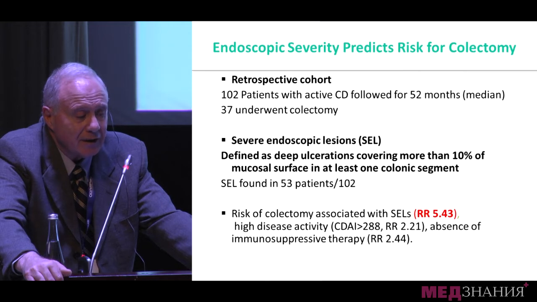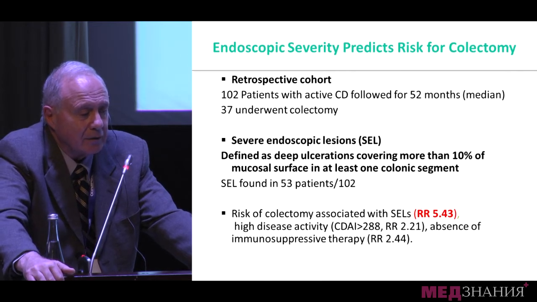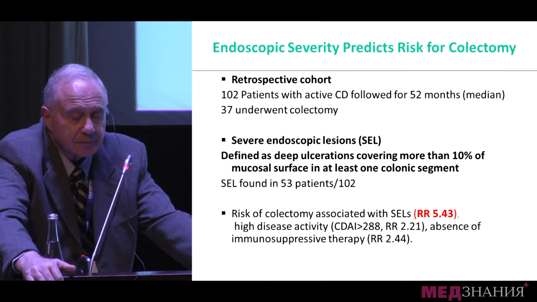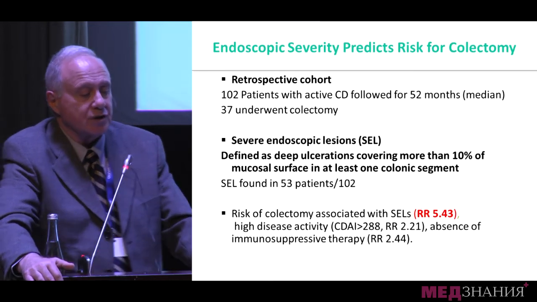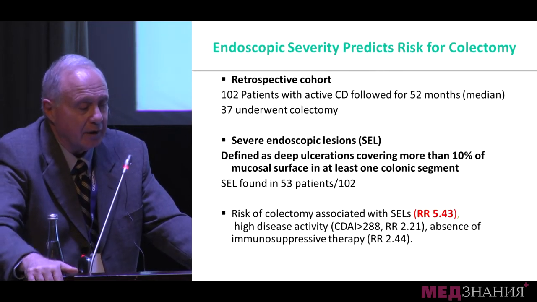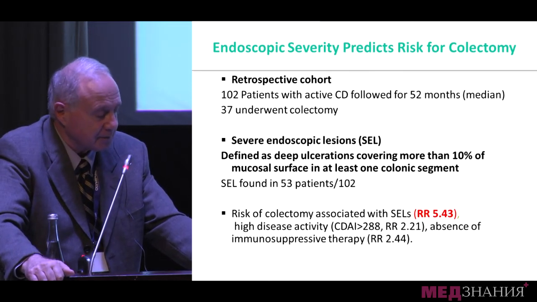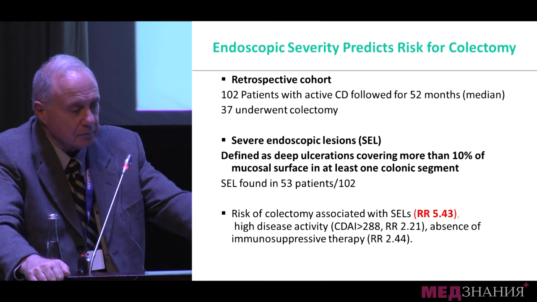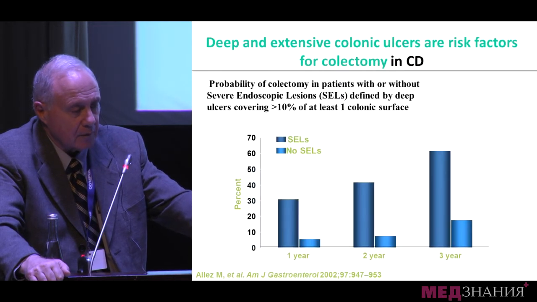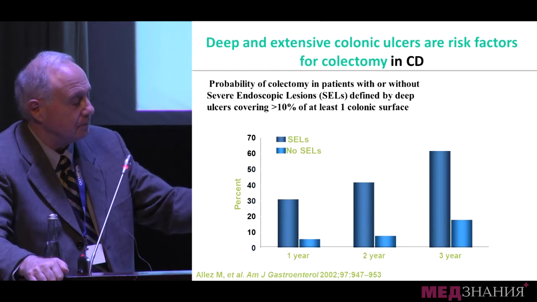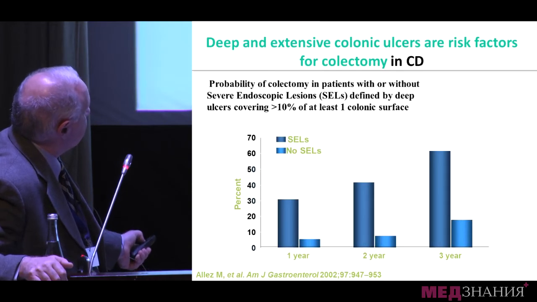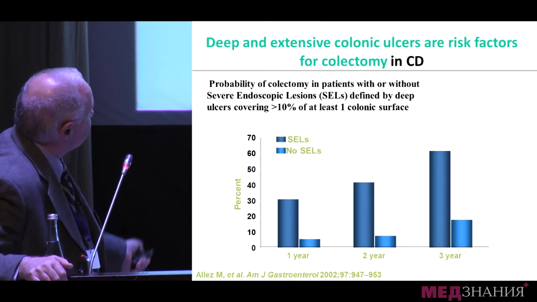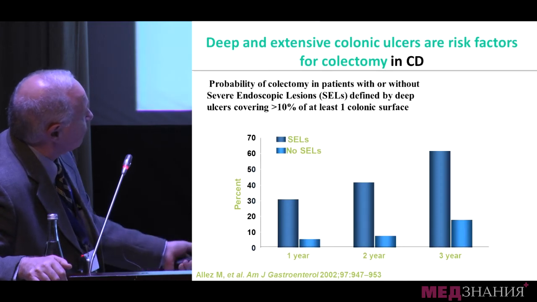And you see that the relative risk for colectomy in patients with deep or severe endoscopic lesions, those that have deep ulcerations covering more than 10% of their mucosal surface, is 5.5. And you can see it very nicely here: those with severe lesions, those without, at 1, 2, and 3 years.